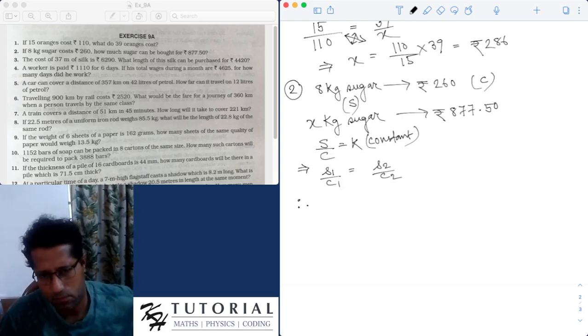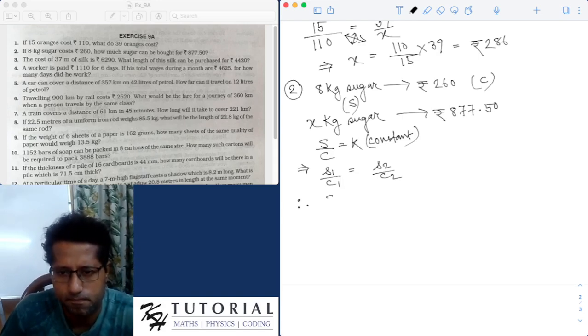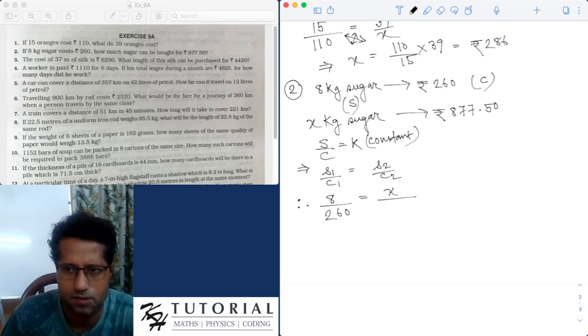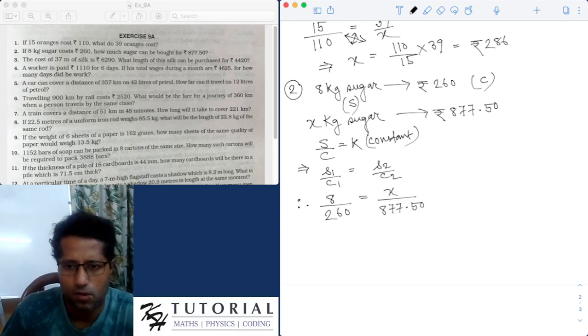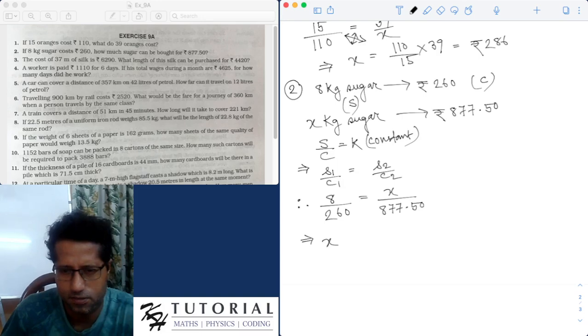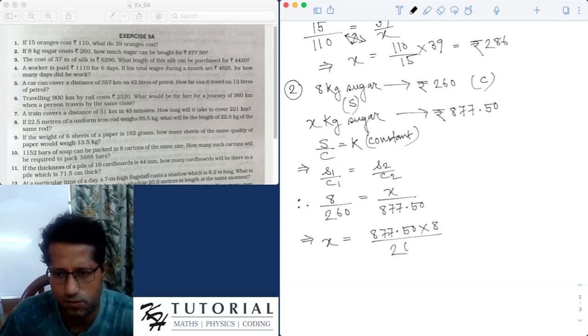applying this concept to this problem, we get that S1 is 8 and its cost is given to be 260, which will be equal to S2, which we have assumed to be X, and its cost is given as 877.50. So from here we can say that X equals 877.50 multiplied by 8 divided by 260.